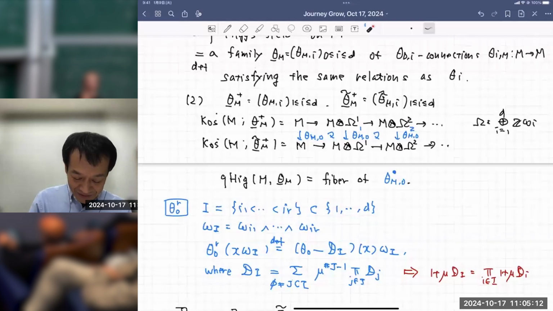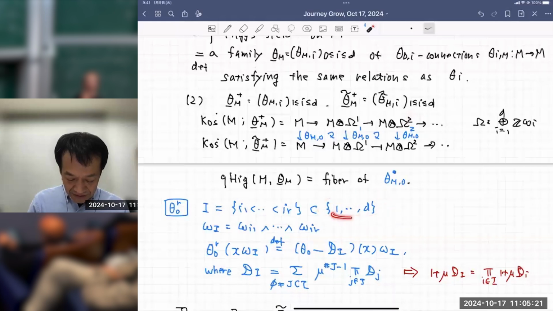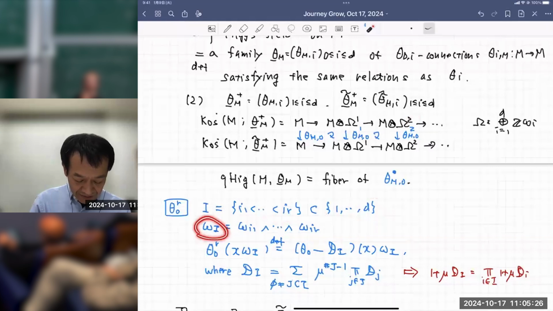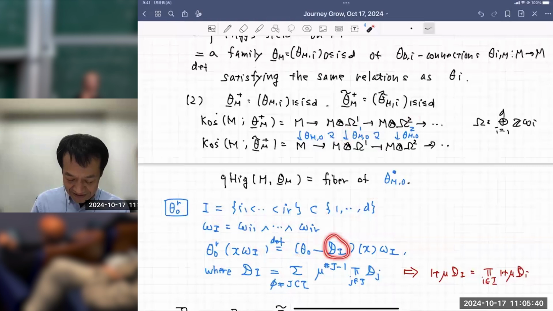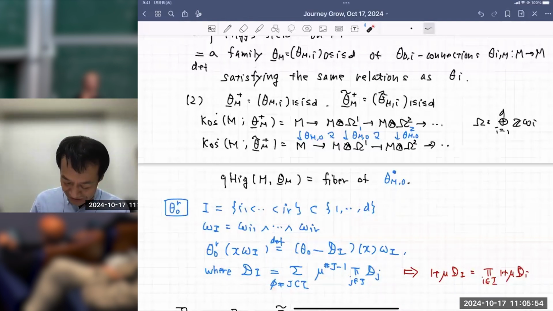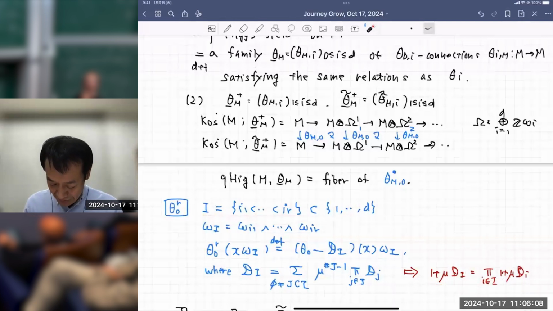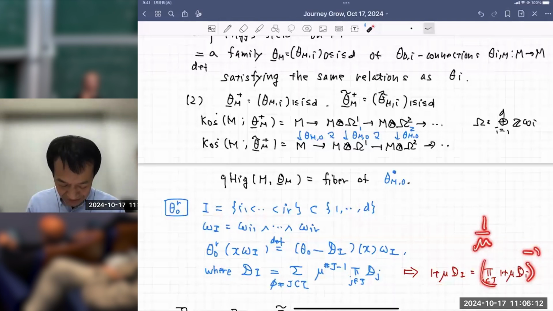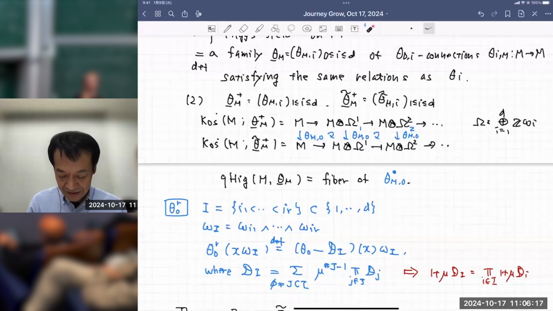Okay, I will try to explain theta 0 r for degree r. So I take a subset of these positive indices consisting of r elements and define omega sub I to be the wedge product of omega i1 to omega ir. And I just define the image of x omega I under this map to be theta 0 minus d_I of x times omega I. And d_I is defined by this formula. This looks complicated, but actually, if you consider 1 plus mu d_i, this is a product of 1 plus mu d_i for this chosen index. So in some sense, I take minus 1 and take 1 over mu, and then you get this. And then you can check easily that this gives a morphism of complexes.